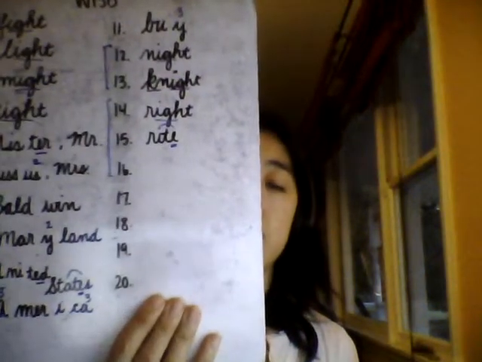Number 15. Rite, as in a customary ceremonial practice. We celebrated a traditional rite of passage. Rite. This is going to use the silent E to make the I say I. Think to spell R-I-T. Spell right, as in ceremonial rite, out loud.